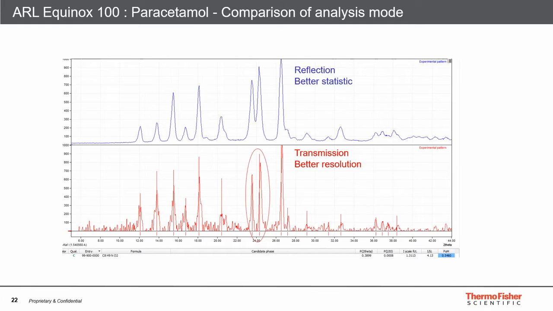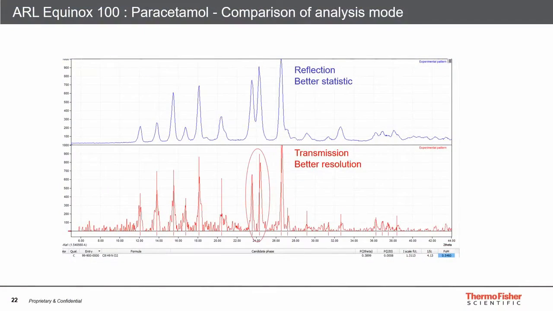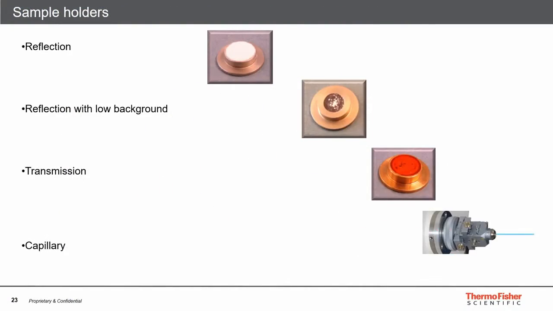But again, the key is you don't get nearly as much intensity because you are absorbing some of the X-rays. So you can see where you're getting much better resolution between all these peaks, but the intensity is lower. So you must count longer. And these are some of the common techniques you'd see in X-ray diffraction.